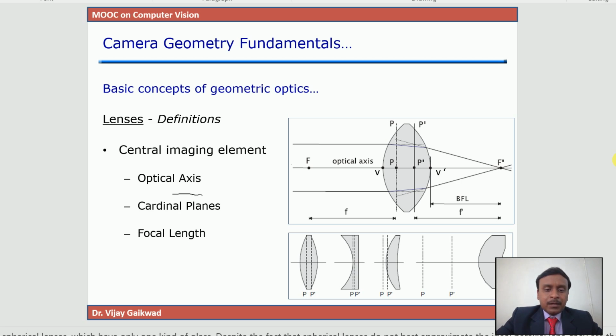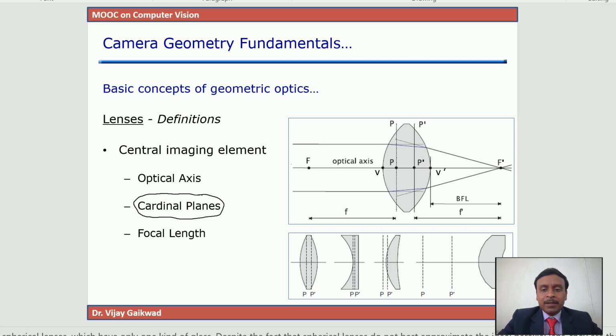Second component of the lens is cardinal planes. These cardinal planes are three in number. The first plane is called F dash. It is called the focal plane, and it lies on the optical axis.